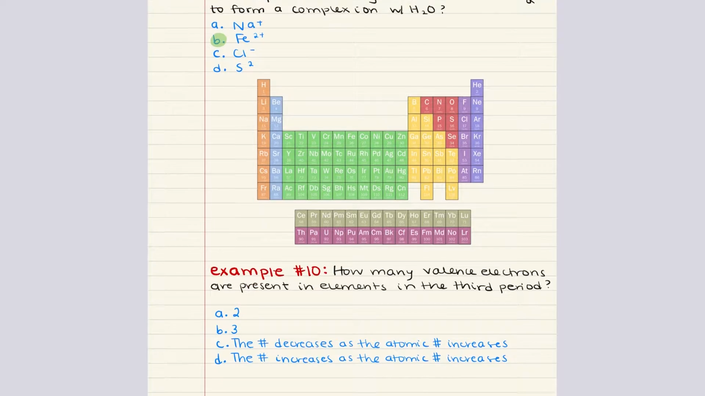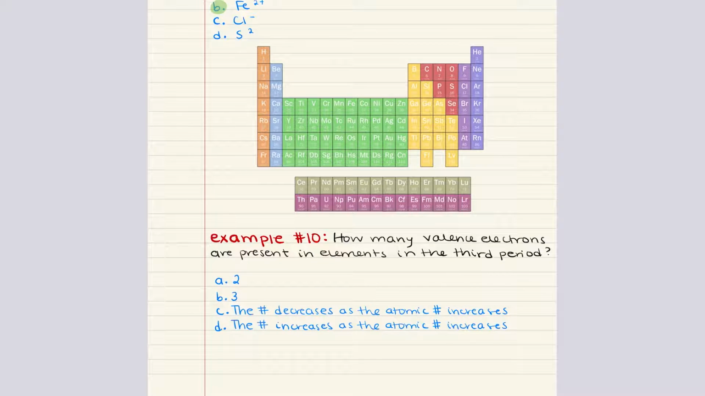Now let's move on to problem 10. Problem 10 says, how many valence electrons are present in elements in the third period? So this right here is the third period, and this question is actually really easy if you recall that period refers to the rows in the periodic table, while groups refer to the columns on the periodic table. Now, within the same period, what we know is that an additional electron is added with each step towards the right side of the table.